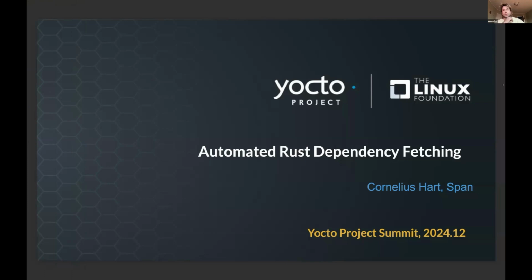So today I want to focus primarily on a small case study of using Rust in the Yocto context. Specifically, how can we do dependency fetching and maintenance in a more automated way?